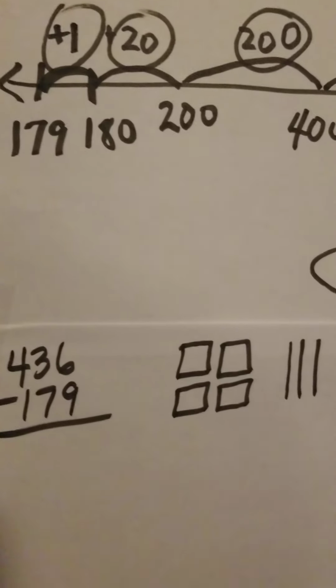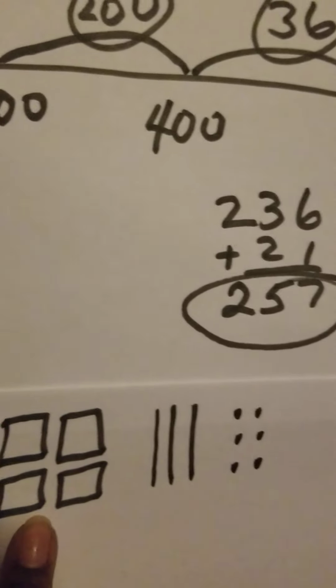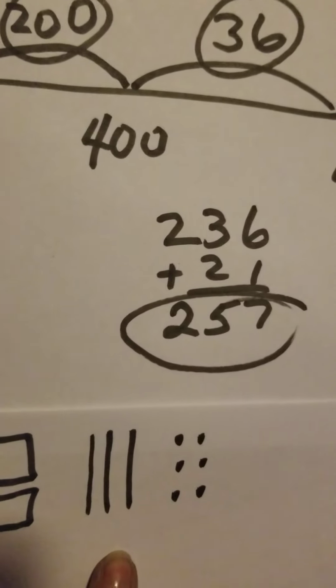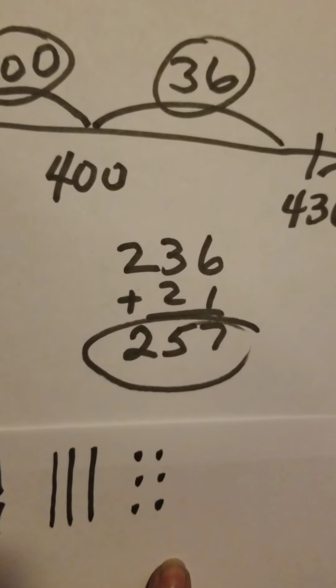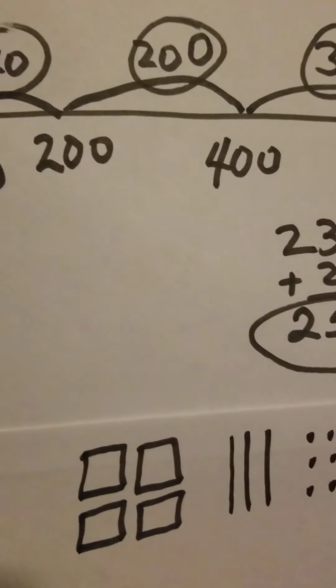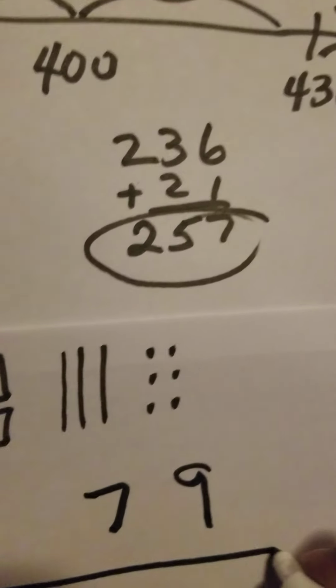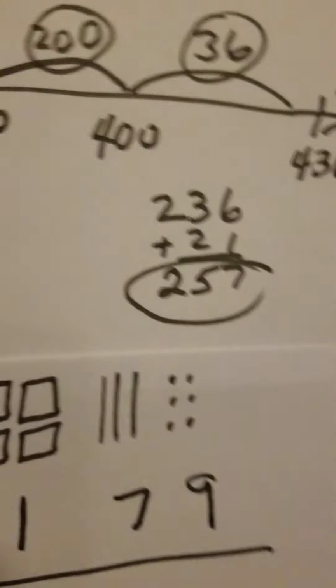And the next one is base 10. So this strategy will be using the base 10. So you have 400, 30, and 6. We use the squares to represent the hundreds place, we use the lines to represent the tens place, and we use the dots to represent the ones place. We're taking away 179. So now we can't take 9 away from 6, so we need to change this.